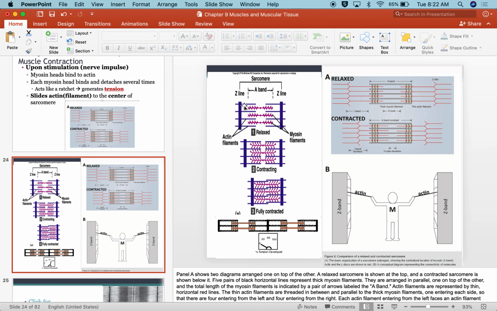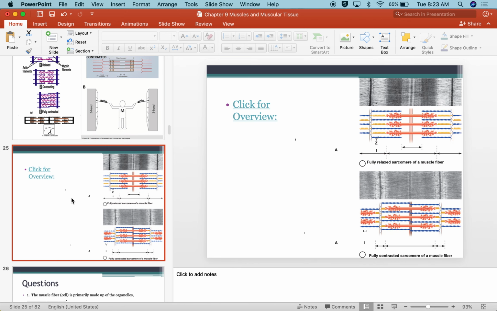Here again, you can see a relaxed muscle. Here's a muscle that's contracting, the Z lines are getting closer, and then here's a fully contracted muscle where the Z lines are even closer, and now the actin filaments are actually overlapping in the middle of the muscle. This is a nice little video for you. I'm not going to click on it because I think it'll disrupt my recording, but you can watch the way that this sliding filament model works. Here you can see a fully relaxed sarcomere versus a contracted muscle fiber.